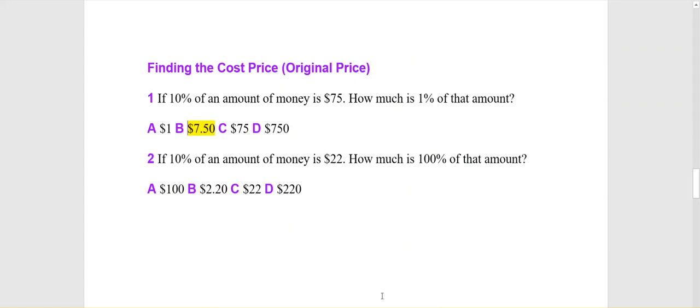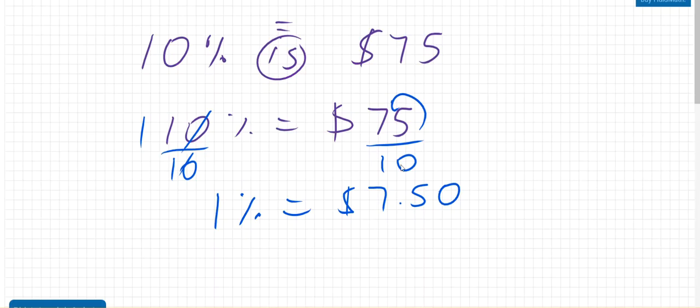And now, just to take this further, if we know 1% is $7.50, what about 50%? If the question said, what's 50%? You just times $7.50 by 50, and it gives us $375. So with that 1%, we can basically find any percentage we want.